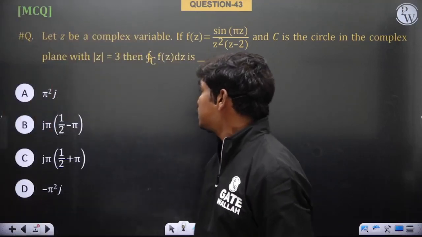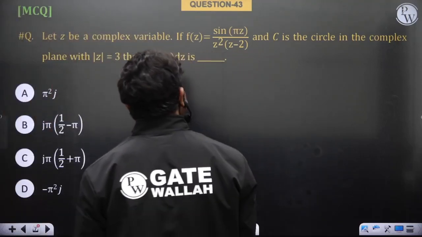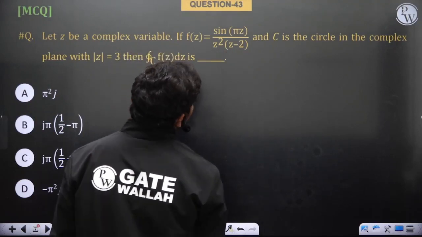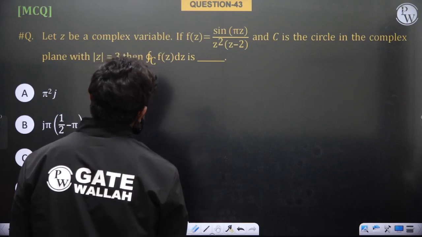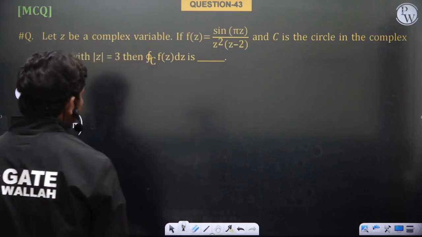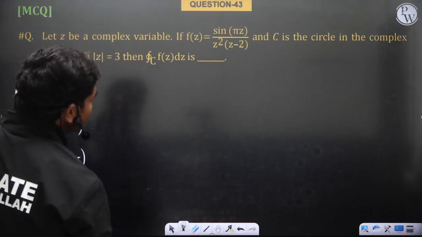So let's solve this question. Let z be a complex variable. If f of z is equal to sin pi z by z square into z minus 2, and c is the cycle in the complex plane with mod z is equal to 3, then the cyclic integral over c f of z dz is dash, of course.